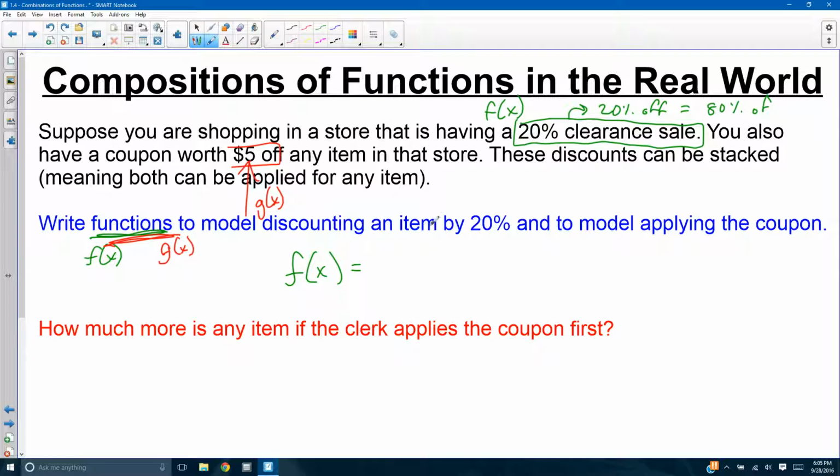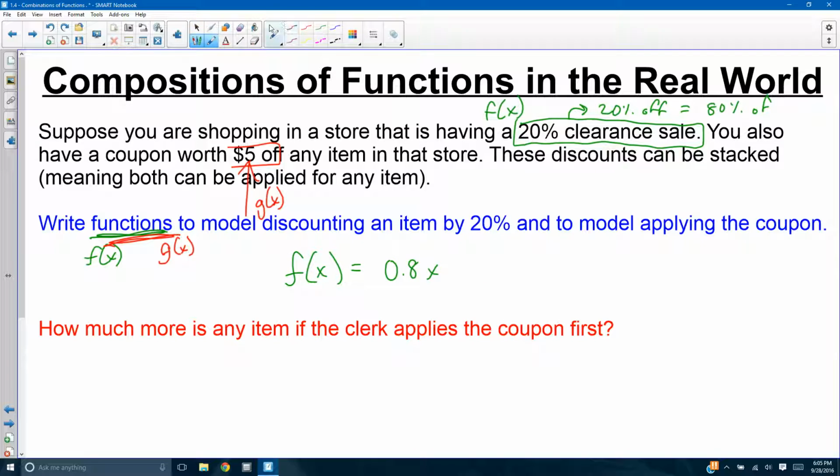If x is the number of dollars of the item, let's take 80% of it. That's 0.8, or 0.80, but the extra zero is irrelevant, though some people are very comfortable with it. I'm going to take that out right now. 80% of x is 0.8x.